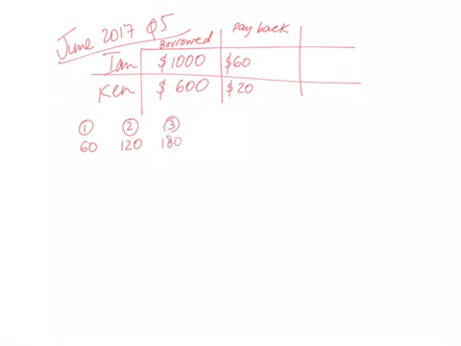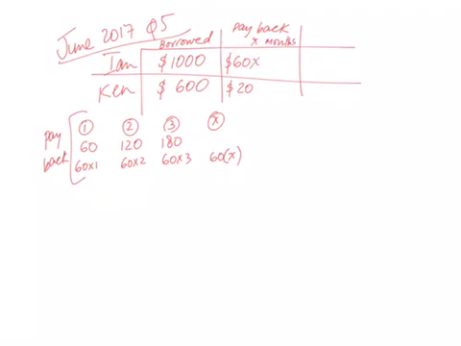How are we getting these amounts? This is 60 times 1, 60 times 2, 60 times 3. So this is the amount he's paying back, payback. Right? Now what if this were X? What would it be? 60 times X, right? So let's say the payback is for X months.